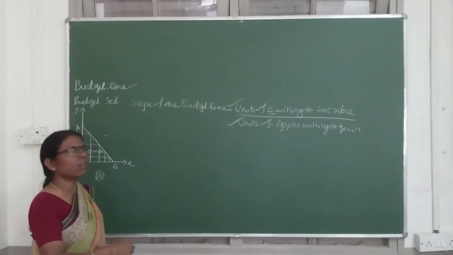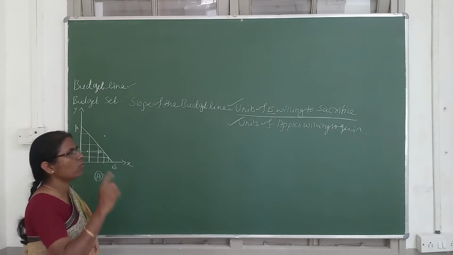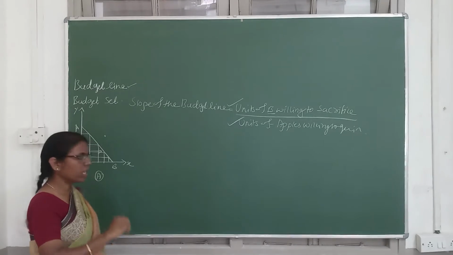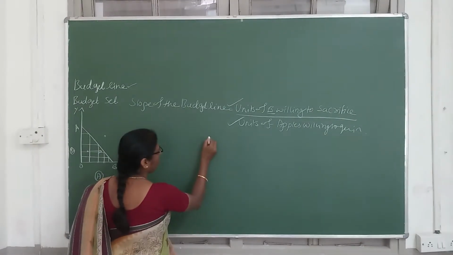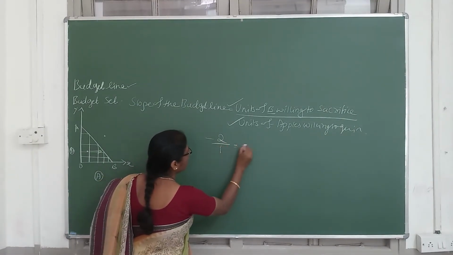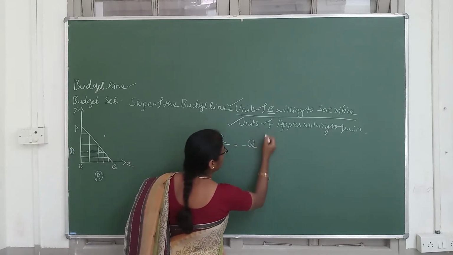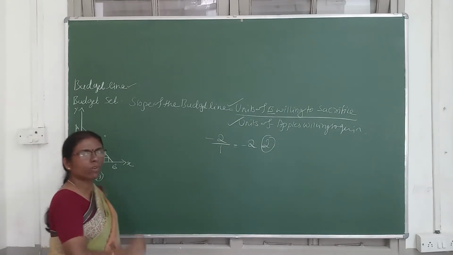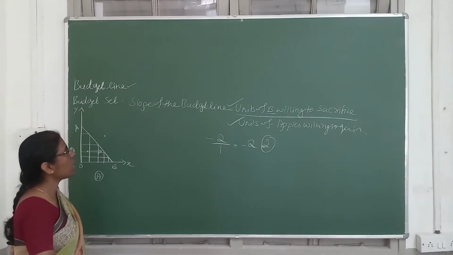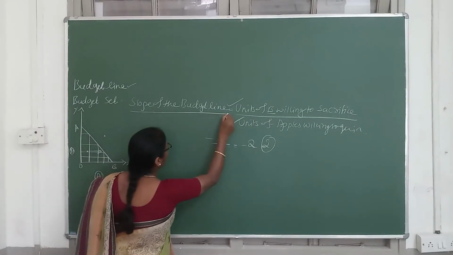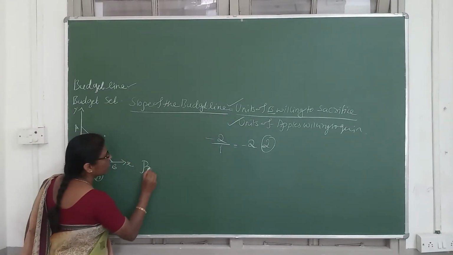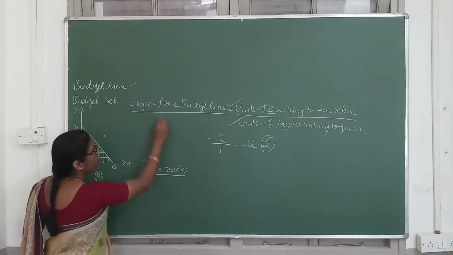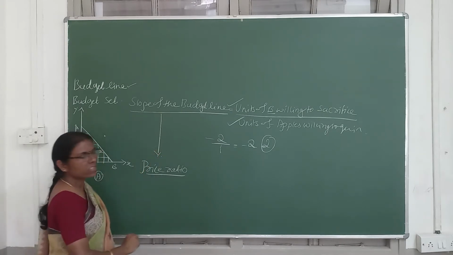In our example, to purchase one more apple, they have to sacrifice 2 bananas. That is why it is minus 2 divided by 1, which is minus 2, but we consider the positive value, that is 2. Is it clear? This is what we explained in the last class, and the slope of the budget line is always equal to the price ratio.